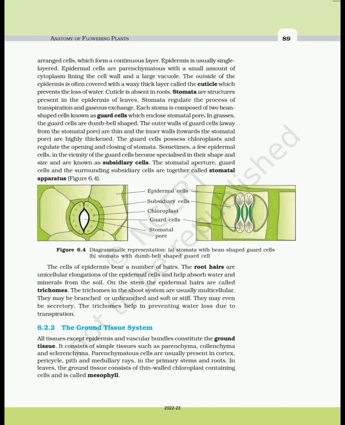6.2.2 The ground tissue system. All tissues except epidermis and vascular bundles constitute the ground tissue. It consists of simple tissues such as parenchyma, collenchyma and sclerenchyma. Parenchymatous cells are usually present in the cortex, pericycle, pith and medullary rays in the primary stems and roots. In leaves, the ground tissue consists of thin-walled, chloroplast-containing cells and is called mesophyll.